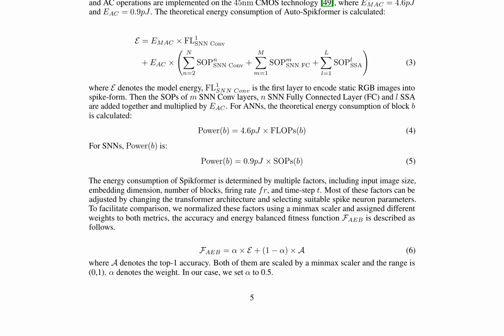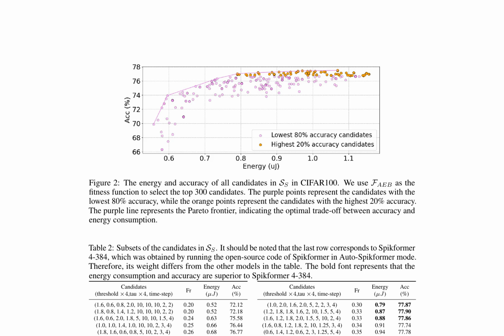To facilitate comparison, these factors are normalized using a min-max scalar and assigned different weights. The accuracy and energy balanced fitness function, FAEB, is described as a weighted sum of the normalized energy consumption and top 1 accuracy, with alpha set to 0.5. In the context of spiking neural networks, SNNs, for image classification, a critical trade-off exists between energy consumption and accuracy. To navigate this Pareto frontier, researchers employed FAEB as the fitness function to evaluate candidate models in the CIFAR100 dataset.